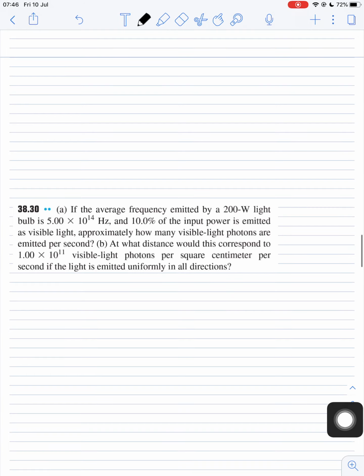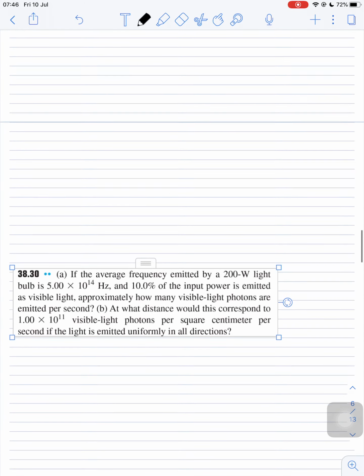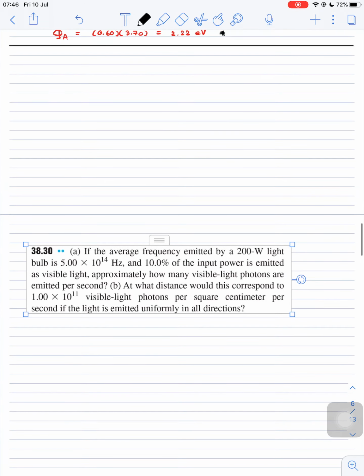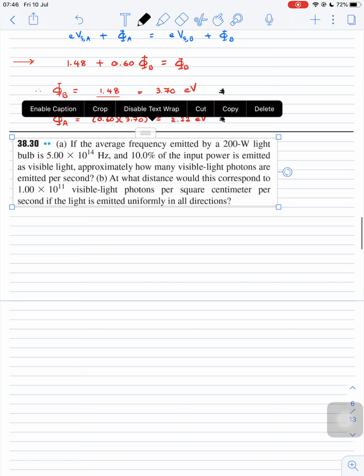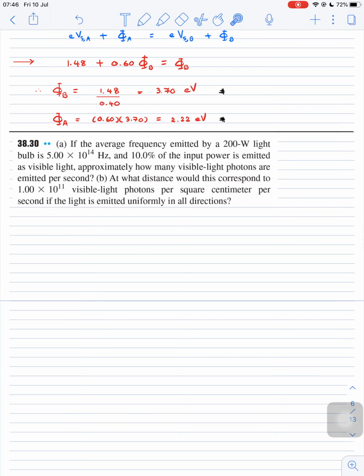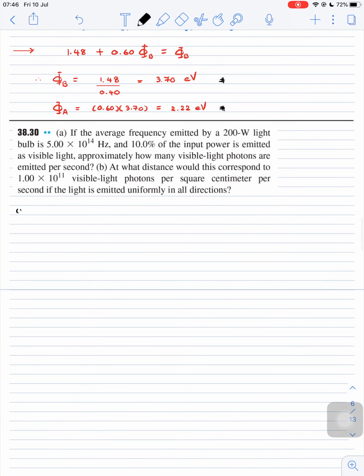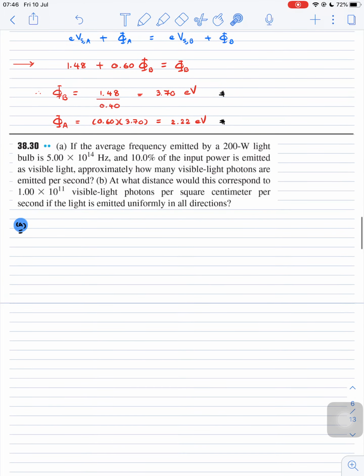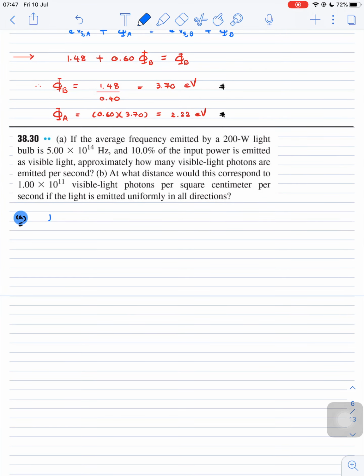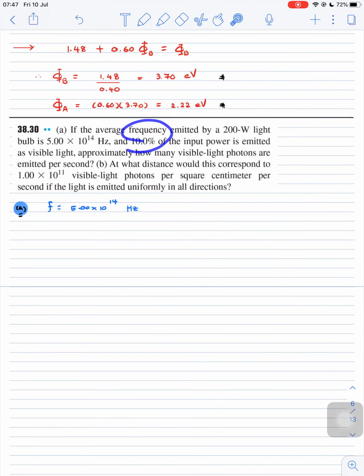Okay, another example. Part A. If the average frequency emitted by the 200 watt light bulb is equal to this value, so here we know that the frequency of the photon equals 5.00 times 10 to the 14 hertz, and 10% of the input power is emitted as visible light.